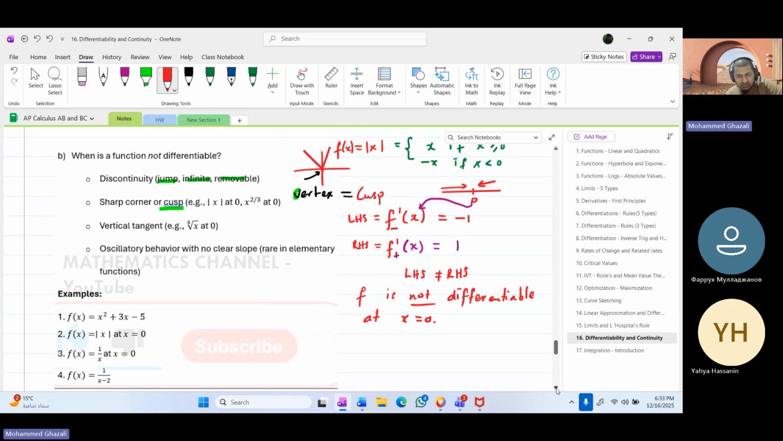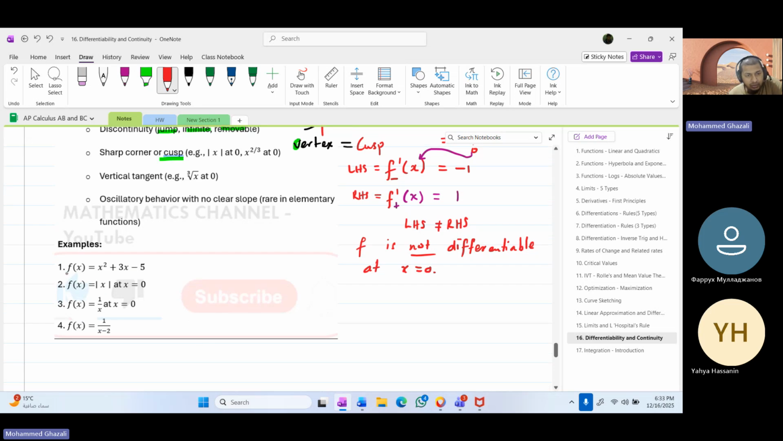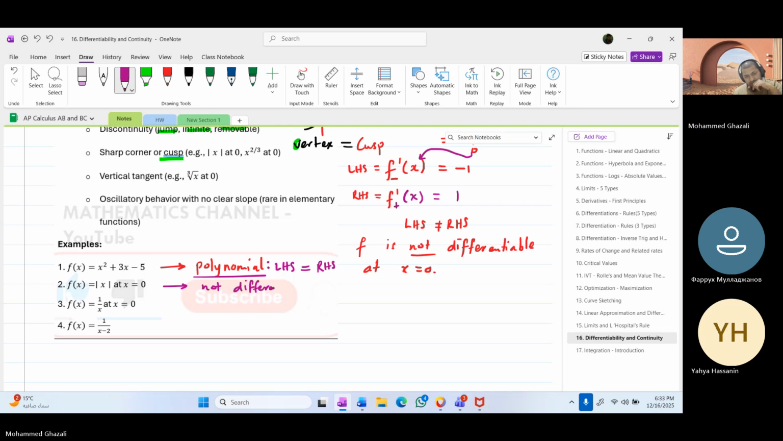Right, so now let's look at these functions here. Example 1, f of x is x squared plus 3x minus 5. This is differentiable everywhere because it's a polynomial function. You'll find for a polynomial function the left-hand side derivative must be equal to the right-hand side derivative. It's differentiable at any point. What about at x is equal to 0? It is not differentiable. I just did that example now.